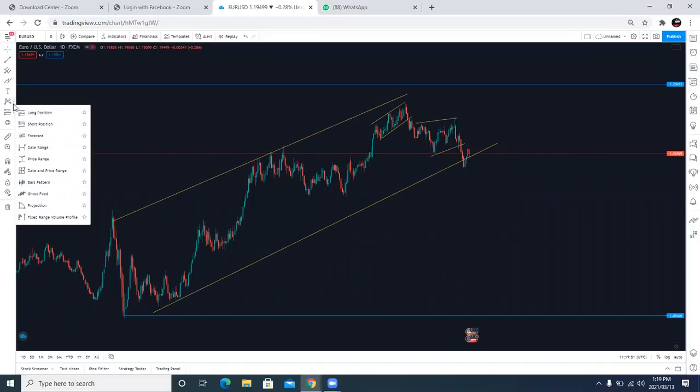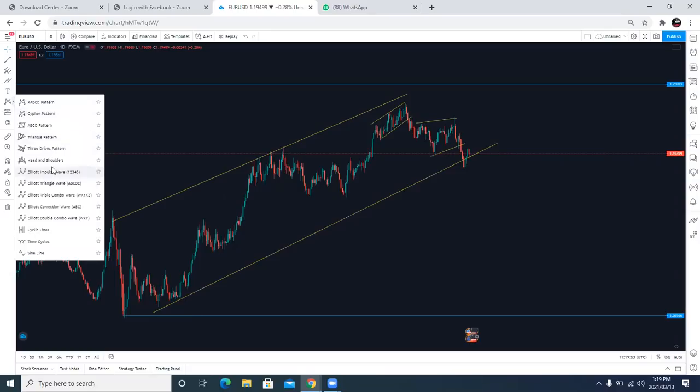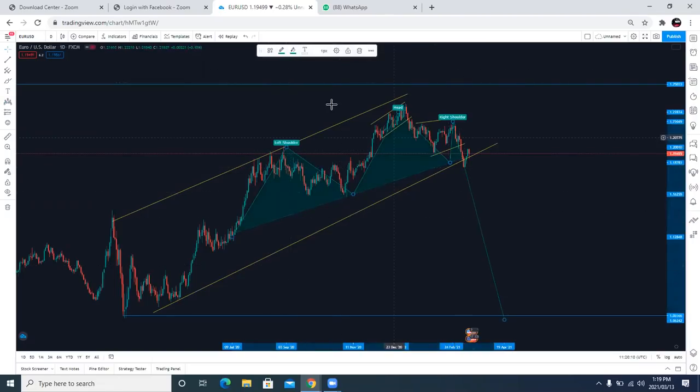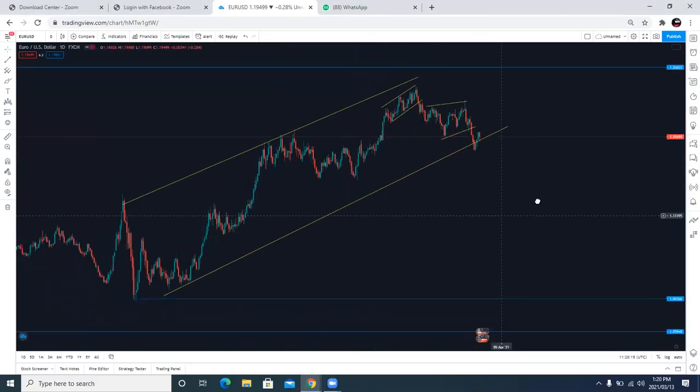Okay, here's the tool, the head and shoulder setup. So this is the head and shoulder setup that I'm talking about. You see, there's a head and shoulder setup on this level, which is on the daily. But I prefer not to put it because I already see it. Once you see it with your own eyes, you can't unsee it. So I'm just going to remove it.